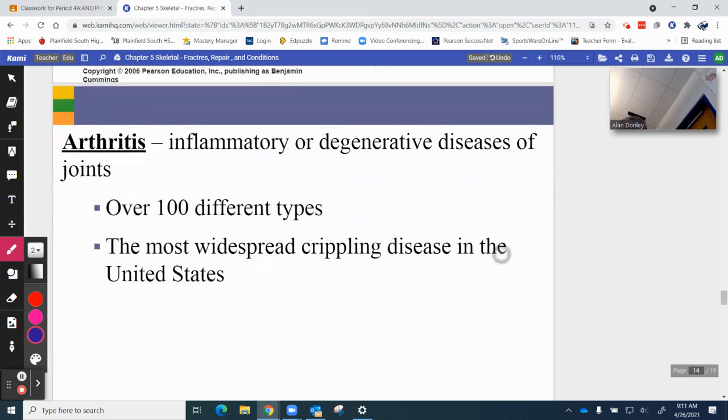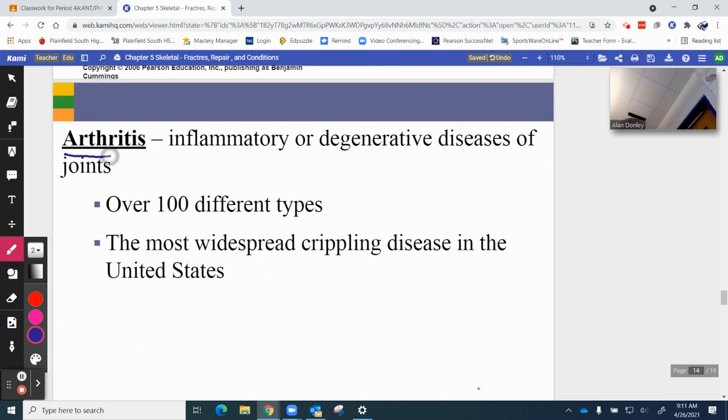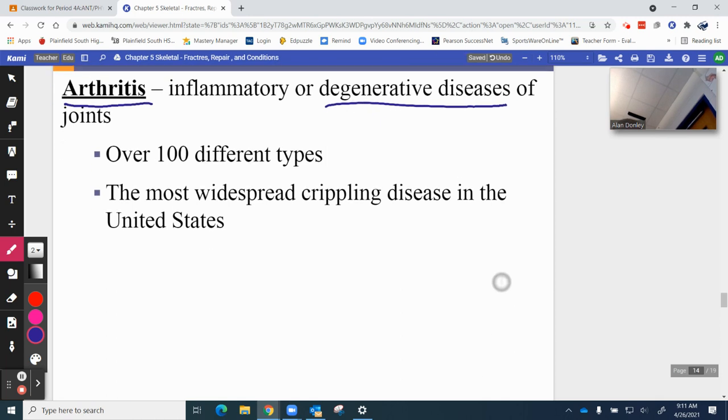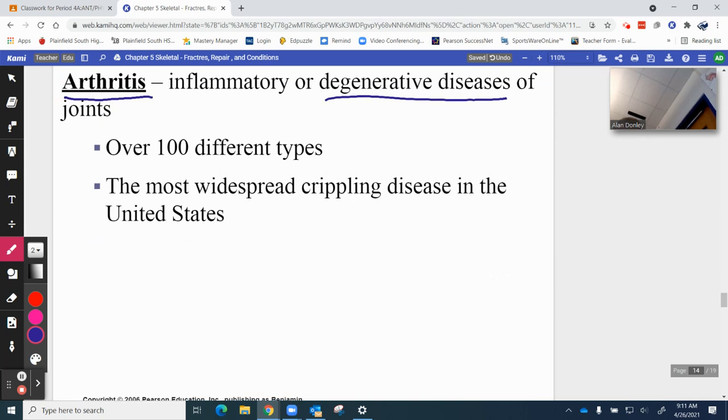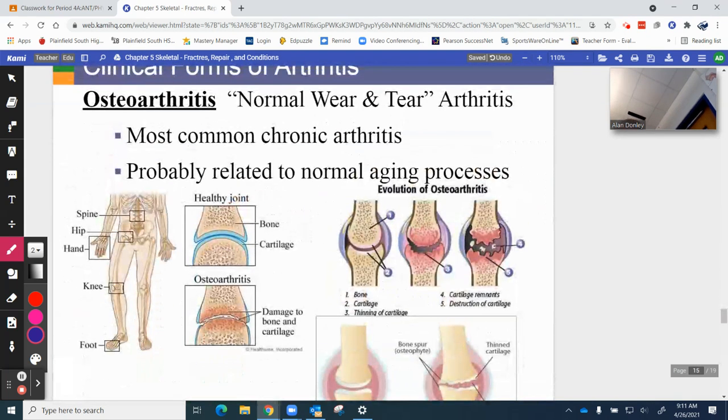Okay. We have arthritis. There's several different types of this one. Okay, but most arthritises are some sort of degenerative disease. All right, I think we're going to talk about a couple of them. All right, so you get what's called osteoarthritis. Osteoarthritis is normal wear and tear.